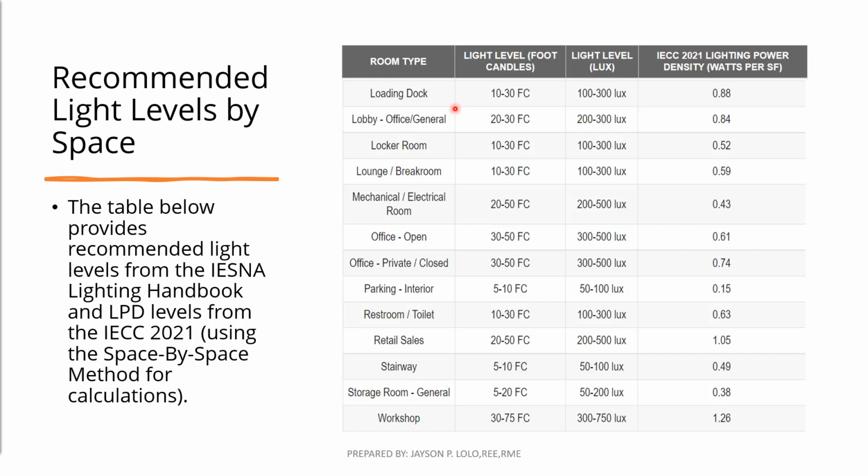Another one is for the loading dock. This is for the industrial part. Mechanical electrical room is 200 to 500 lux. This is common, but the purpose is often defeated in mechanical and electrical rooms because some architects just put one bulb only. But in reality, the light level is 200 to 500 lux. It is lighter than the locker room, same as the brightness in the office.